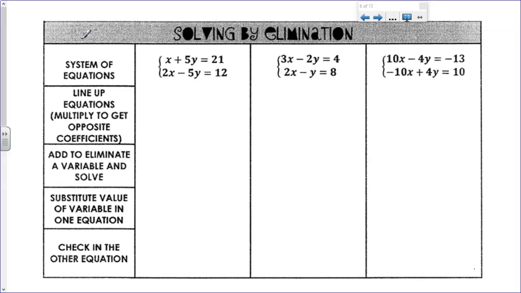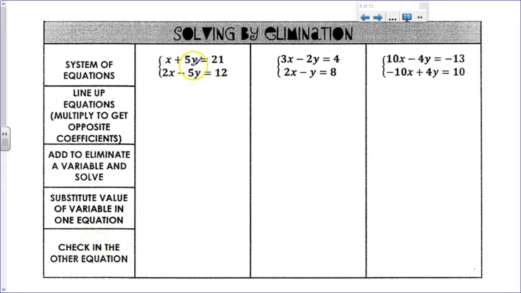Okay, so when you solve by elimination, you're going to eliminate a variable. So you're going to line up the equations, multiply to get opposite coefficients. Remember, the coefficient is the number in front of the variable. Add to eliminate a variable and solve. Then we're going to substitute it back in to get the other variable and then check the equations.